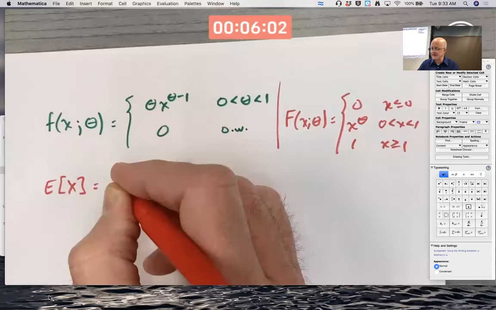What's the goal based on this? The goal is to use method of moments and maximum likelihood to find estimators for theta.